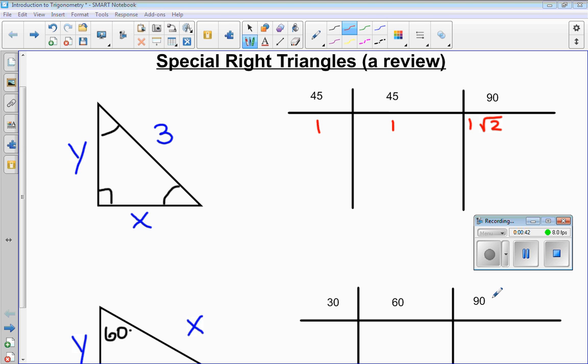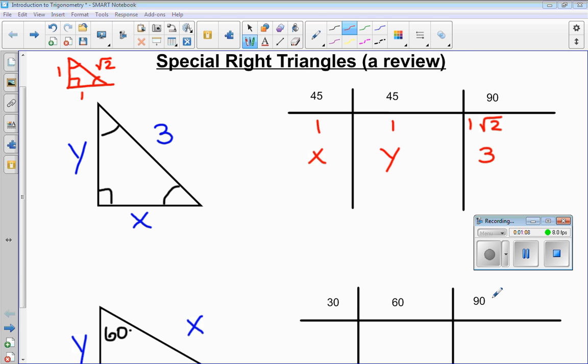3 would be across from the 90. So I'm going to put 3 here. And I'm going to put x, and I'm going to put y. You with me so far? It's kind of like drawing a little triangle where I have 1, 1, 1 radical 2. And this is like my scale model, and this is a similar one that's bigger. Does that kind of make sense if I say it that way? Small, similar, just a bigger one.